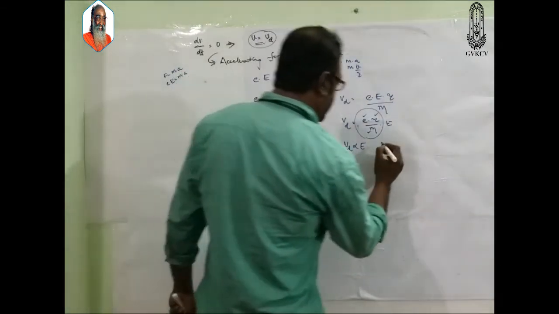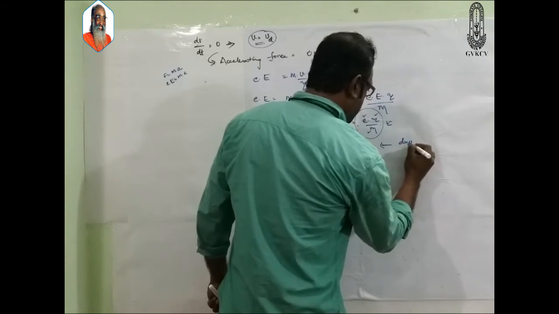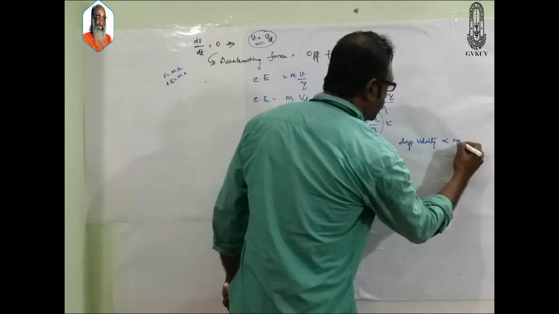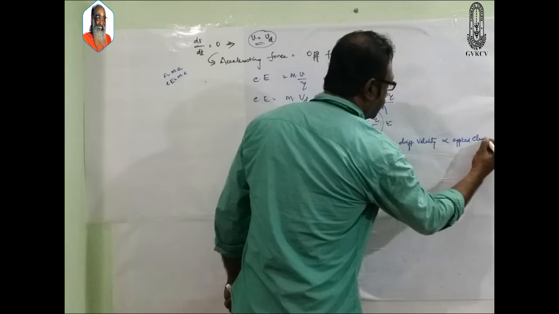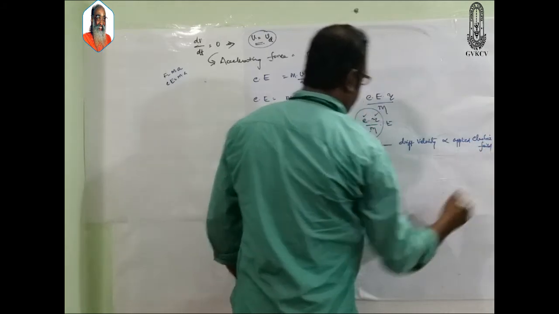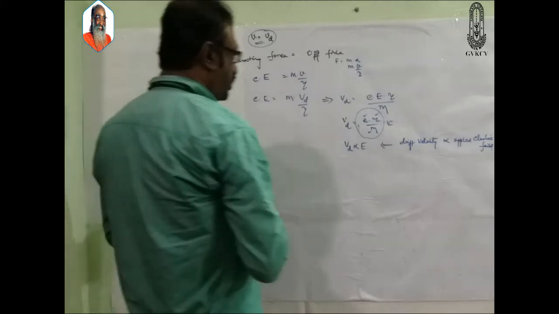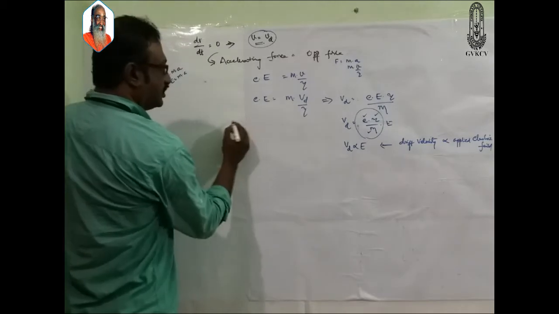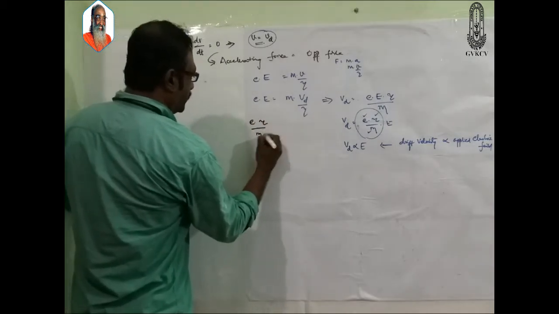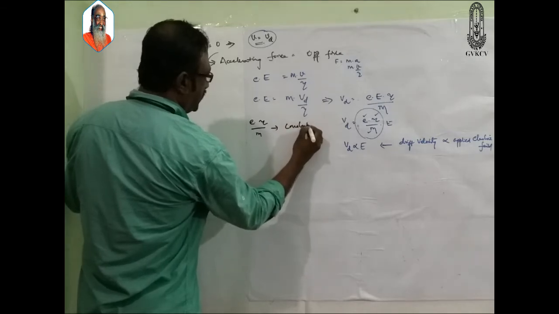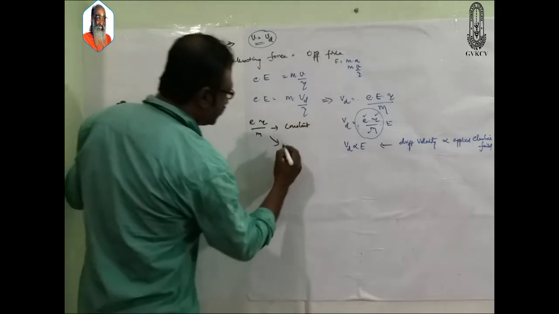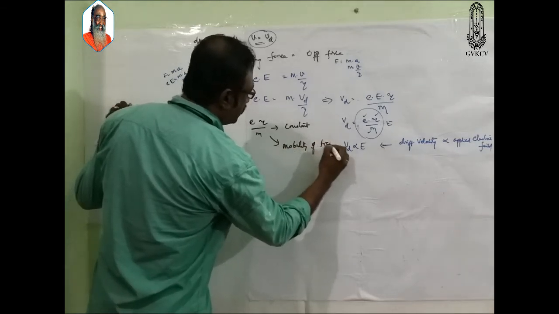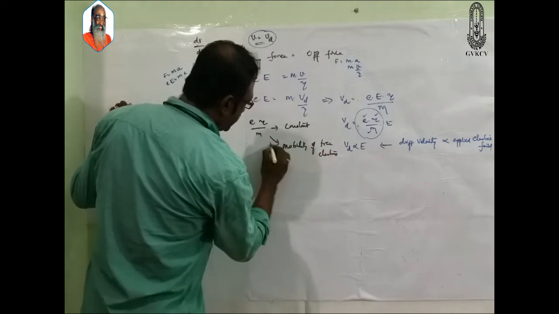That means from this we have extracted an important thing: drift velocity is proportional to applied electric field. And one more thing here. We set e tau by m as a constant, and this constant is called the mobility of free electron, and it is denoted by mu.